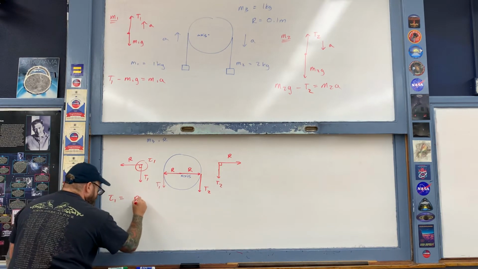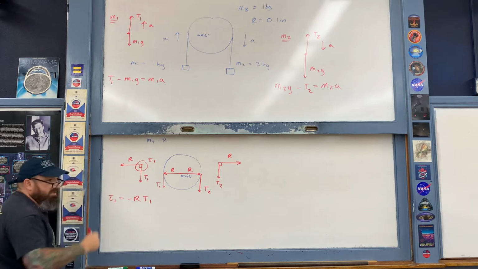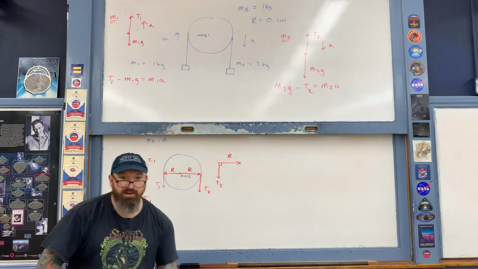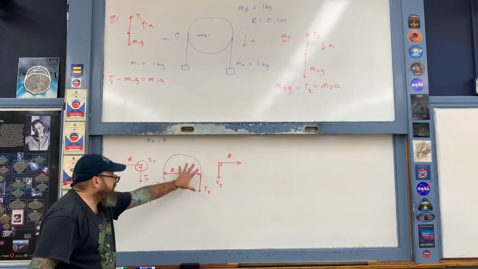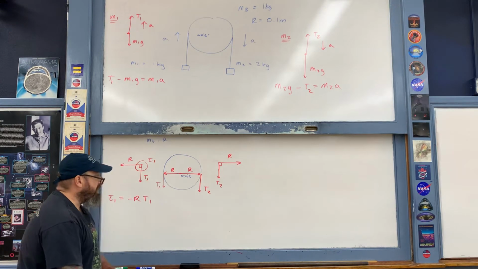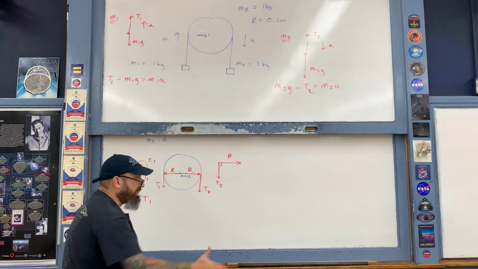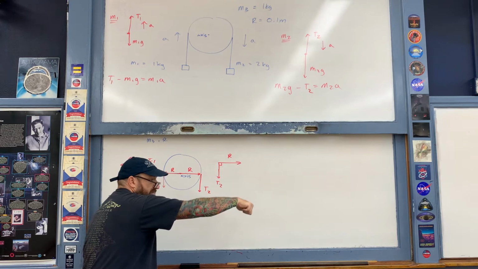Its magnitude is R times T1, but this has to be thought of as the negative direction. Similarly, over here for this torque on the right-hand side. Now, once again, do R cross F. When you do, you go R cross F like so, and that goes into the board.